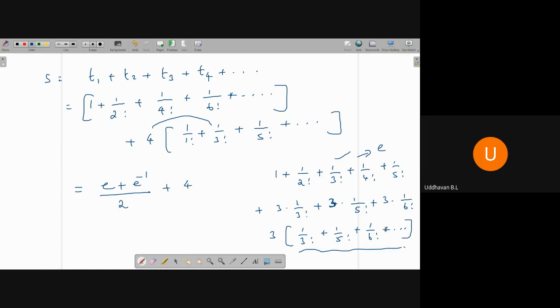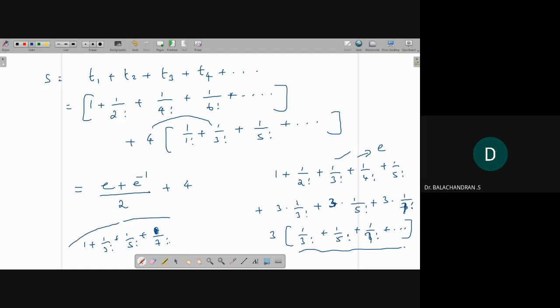Instead of 1 by 6, sir. I don't get it. 1 by 7, okay. 1 by 1 factorial, 5 factorial. Okay, 1 by 7 factorial. Yes, sir. So, 3 into 1 by 3 factorial, 1 by 5 factorial, 1 by 7 factorial. I think here, what is the formula we have? 1 plus 1 by 3 factorial, 1 plus 1 by 5 factorial, 1 by 7 factorial. Is it correct?